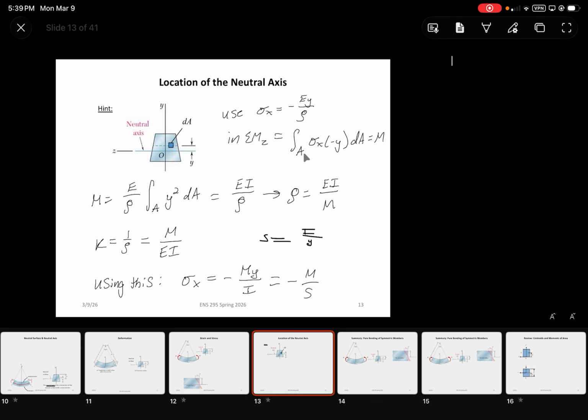What would you say S was called? It's called the elastic section modulus. Actually, I'll just write it out on the chalkboard. And this is going to be in units of inches cubed or millimeters cubed, basically whatever unit of measurement cubed.